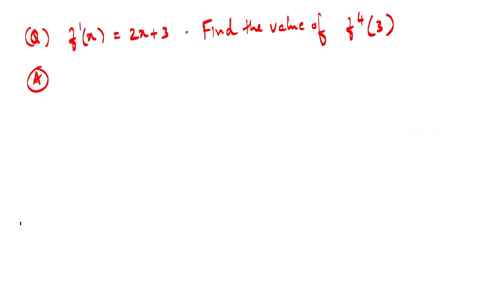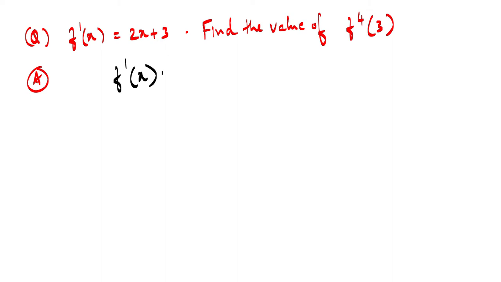So here, what is given? f1 of x is equal to 2x plus 3. Find the value of f4 of 3. We shall first find the value of f1 of x, and then by using the value of f1 of x, we'll find the value of f2 of x, and then f3, and then f4.